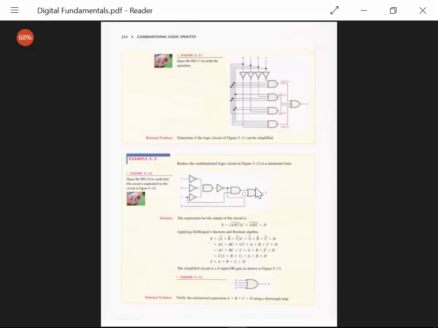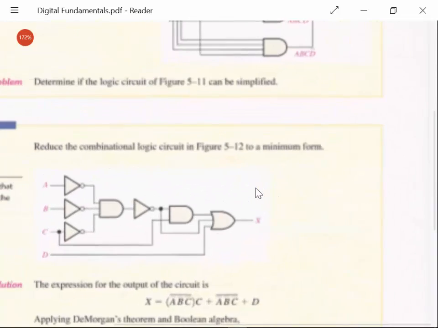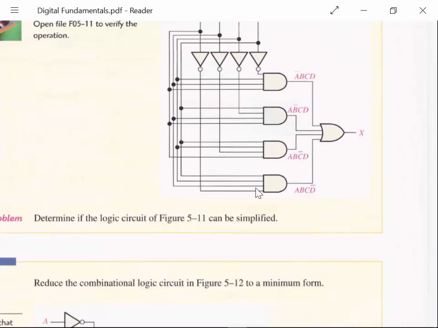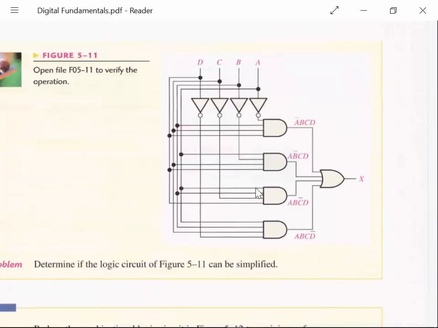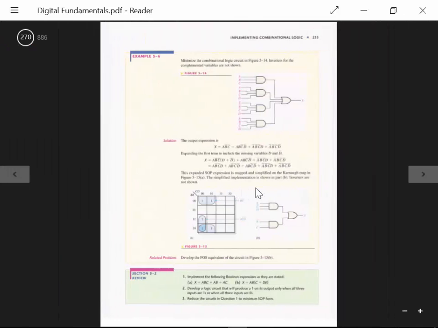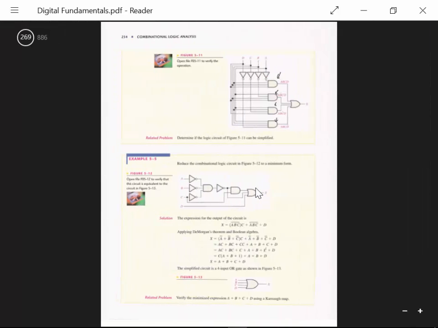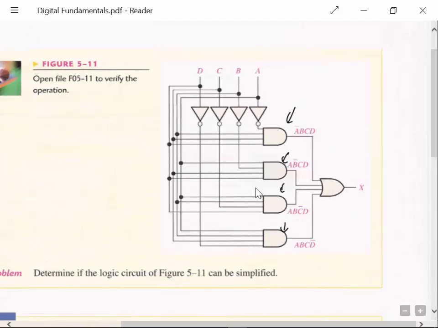And this gets into more of the same discussion. This actually shows a way of how you would draw that expression for a 4 input. If you look at this here, they've got D, C, B, A, and then they run through inverters. Each one of these AND gates is connected to 4 inputs. So this is a way that you could do that.